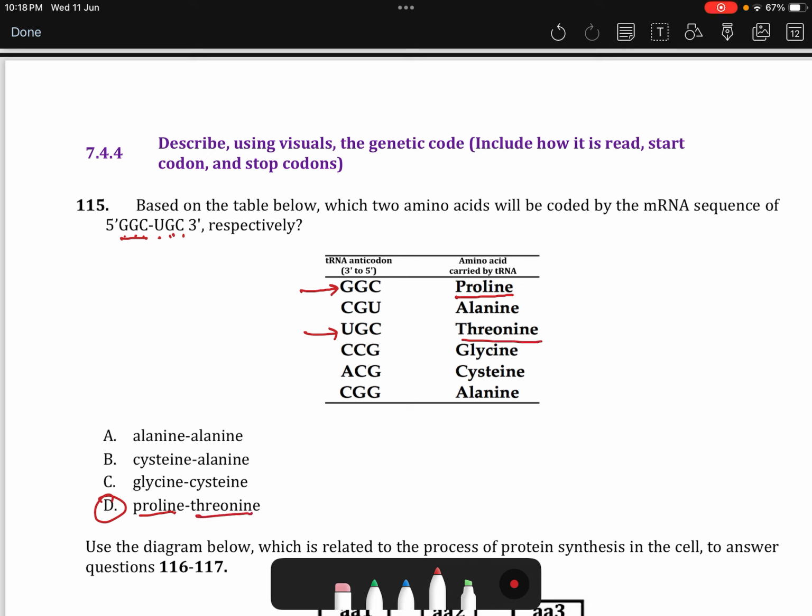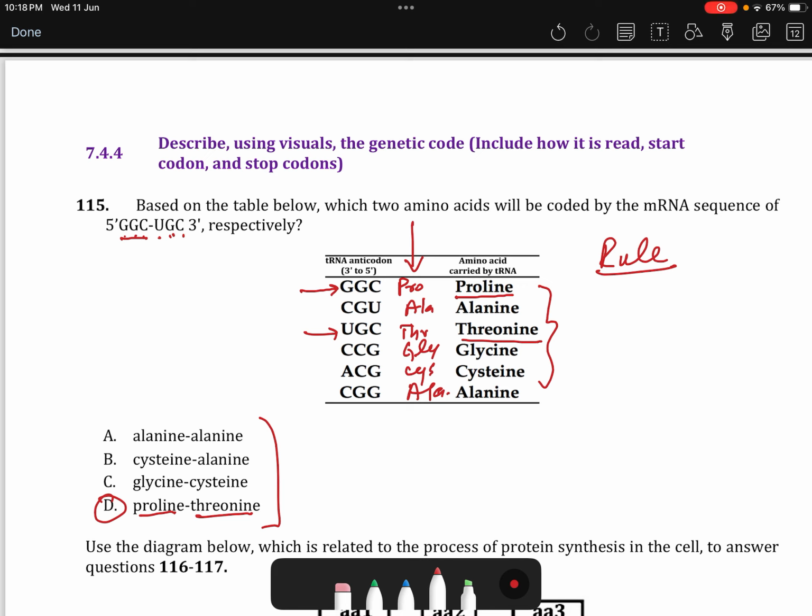Now remember the rule. The rule over here is, if you are given full names, write the full name. Like this one, write the full name. But sometimes they give you three letters, like pro, ala, thr, gly, cys, ala, like this. So if the three letters are given, write three letters. Don't write only the first letter.